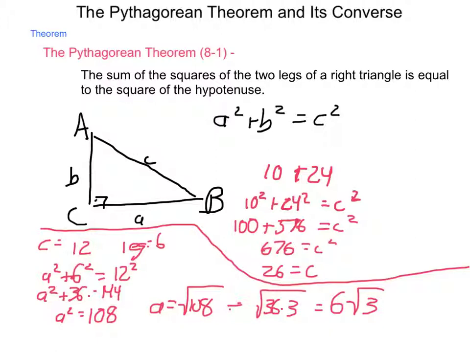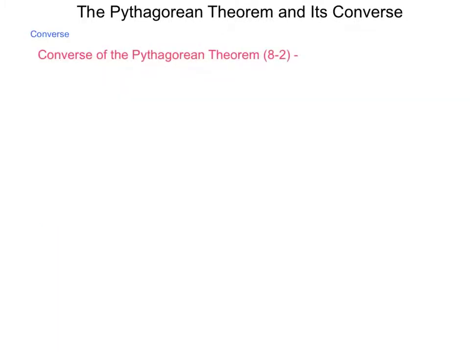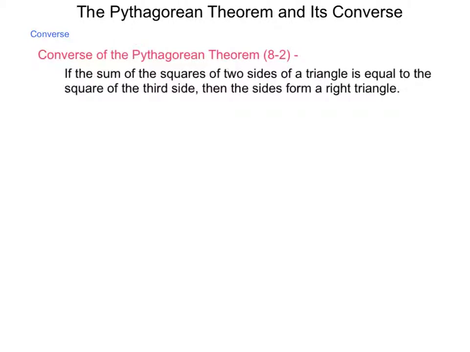Now, when we have this theorem, along with it comes its converse. So let's take a look at the converse here real quick. Theorem 8.2, which is going to be the converse of the Pythagorean theorem, reads, if the sum of the squares of two sides of a triangle is equal to the square of the third side, then the sides form a right triangle. So let's take a look at a set of sides and determine if they would make a right triangle. What if we were given side lengths of 16, 48, and 50? Do these form a right triangle?